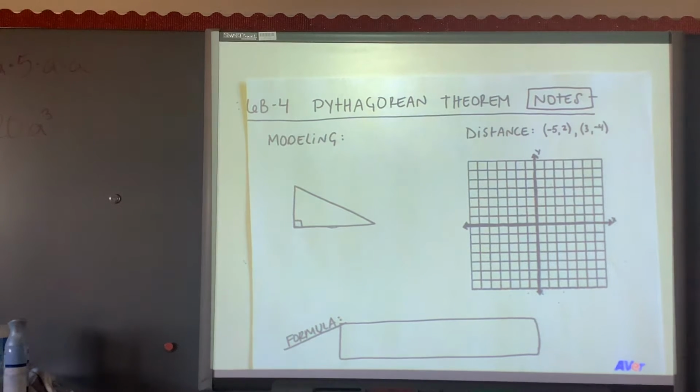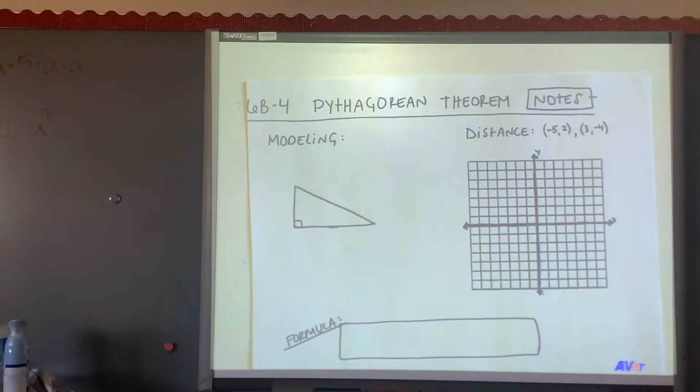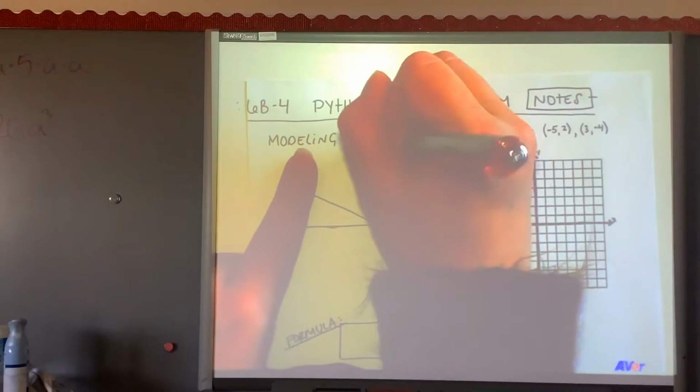These are your Pythagorean Theorem 6B-4 notes. This is all about how to use the Pythagorean Theorem to solve for missing sides. So before I start, let's talk about what the Pythagorean Theorem is.